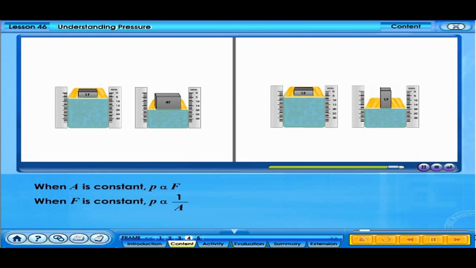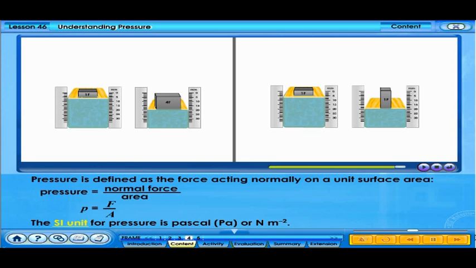As you know from the experiment, as force acting on the sponge increases, pressure also increases. But as the surface area of the object increases, pressure decreases. So we say pressure P is directly proportional to force F, but inversely proportional to surface area A.